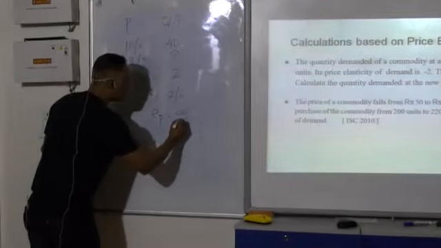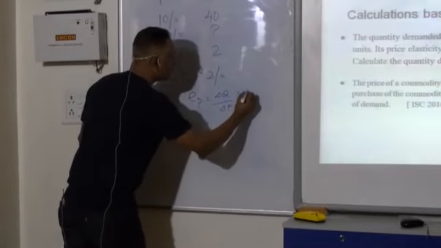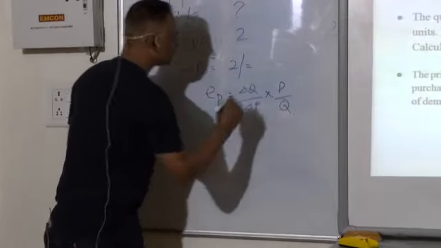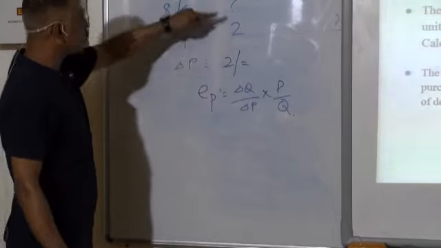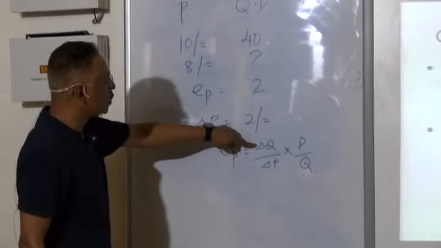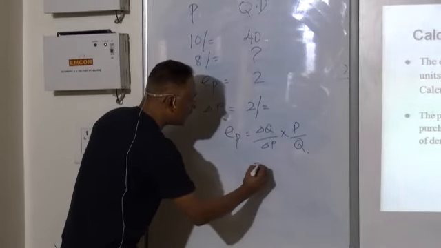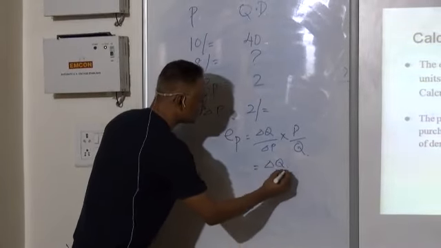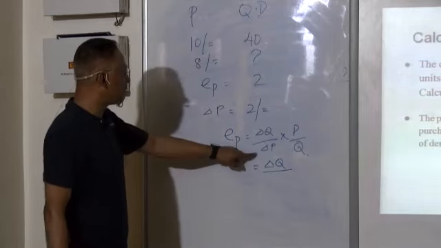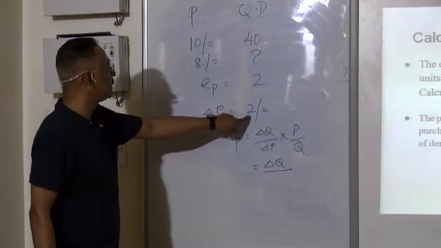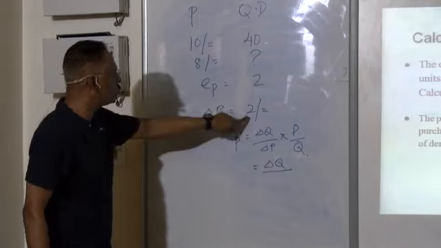Delta Q upon delta P into P upon Q. We don't know delta Q, because we don't know the change in the quantity demanded. So we will leave delta Q as it is. Delta P is change in the price. What is the change in the price? 2 rupees.